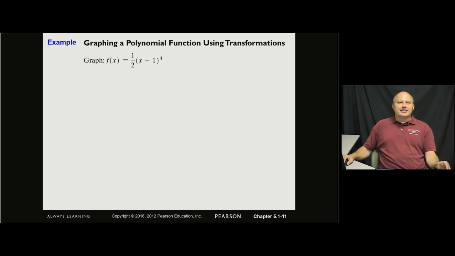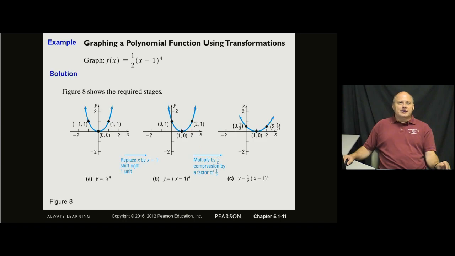So let's look at this example here. Graphing a polynomial function using transformations. 1/2 times x minus 1 to the fourth power. So we look at the first graph. That's y equals x to the fourth. Remember, it's a power function, so (0, 0), (1, 1), and (negative 1, 1) are the three key points there. Notice it also goes in the same direction on both sides. They both go up, just like a y equals x squared graph does.